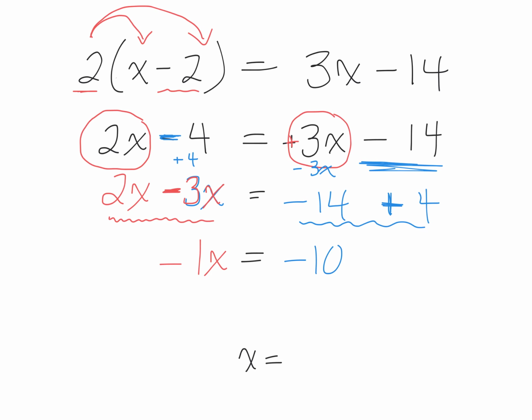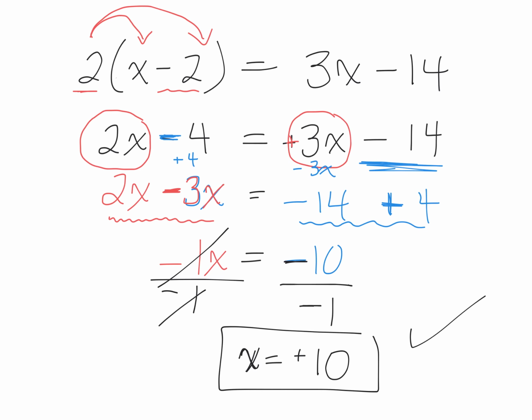Is that it? Am I done? Did I find out what x is equal to? No. What do I need to get rid of? What do I need to divide by? -1. I need to divide by the coefficient. So what do I need to do on the right side? What's a negative divided by negative? Positive. So x equals 10.